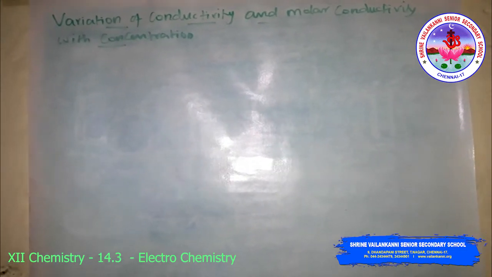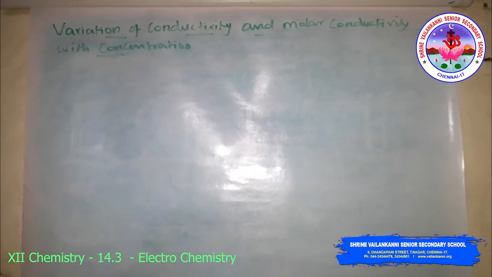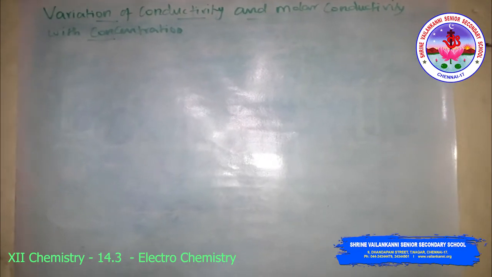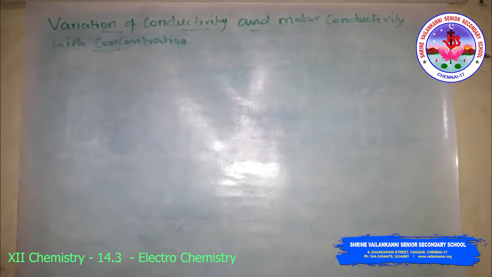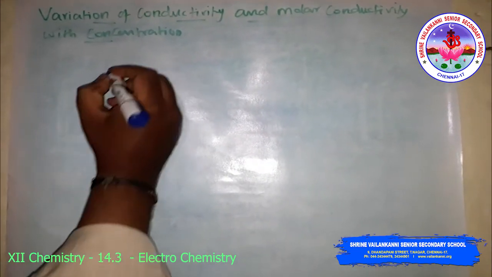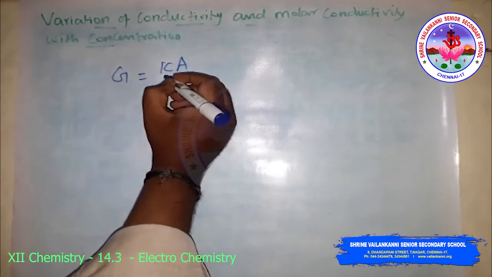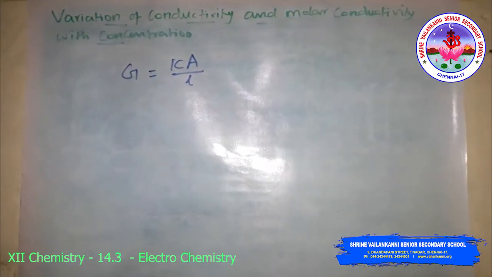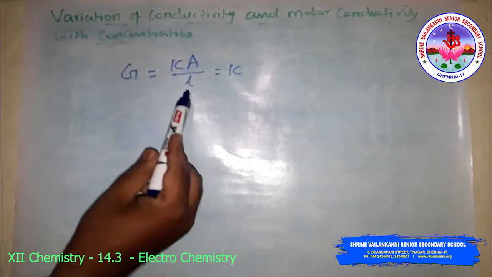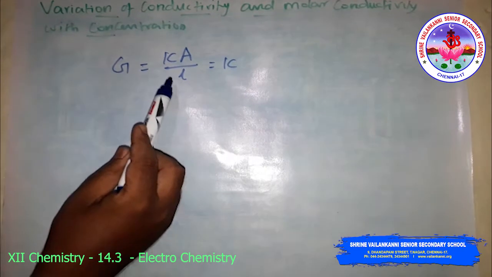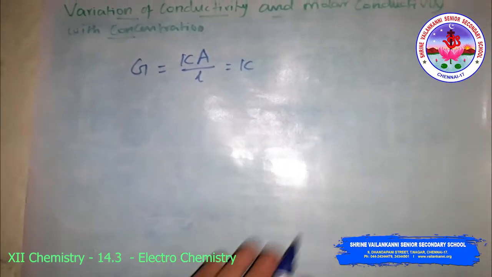So the conductivity of a solution at any given concentration is the conductance of one unit volume of solution kept between two platinum electrodes with unit area of cross section and at a distance of unit length. This is clear from the equation G is equal to kappa A by L. Here both A and L are unity, so G is equal to kappa, and the unit is usually per meter or per centimeter.